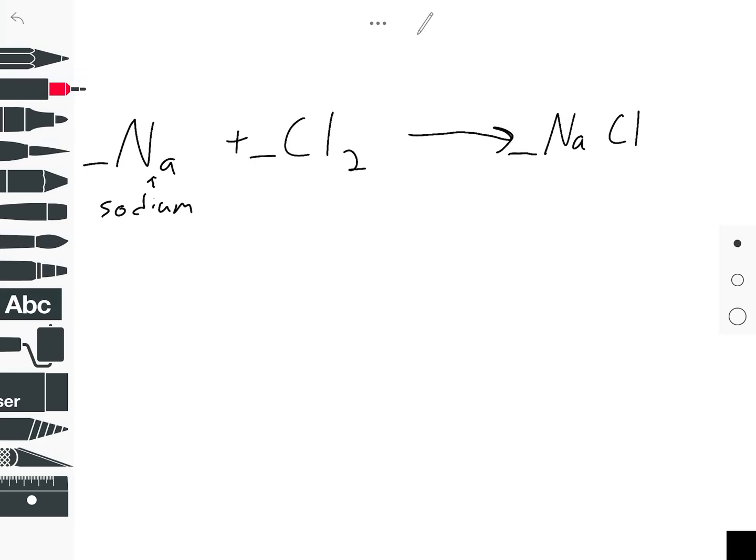In this specific reaction, we're taking sodium, which the symbol for sodium is Na, as you can see right here. We're taking chlorine. The symbol for chlorine is Cl. And then we're doing a reaction. This arrow right here means that we're doing a chemical reaction. So whenever you see an arrow, that means a reaction has happened. And then it's turning into NaCl. Sodium chloride is the name of that.